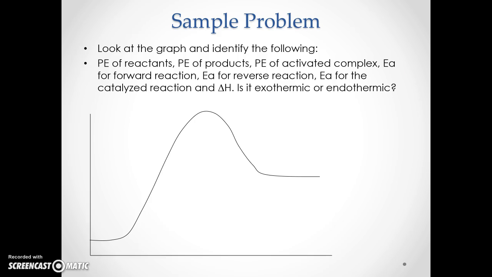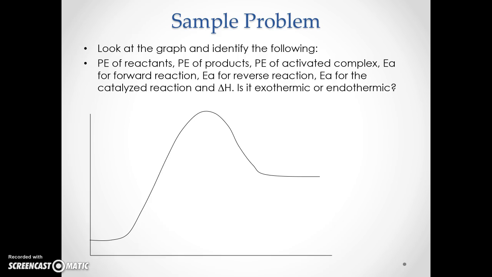So here's a sample problem. It says, look at the graph and identify the following. So why don't you sketch one of these on a piece of paper. You're going to have potential energy of the reactants, potential energy of the products, potential energy of the activated complex, the activation energy for the forward reaction, the activation energy for the reverse reaction, which is a new idea, the activation energy for the catalyzed reaction, so you'll just sketch in a new line, and the delta H. If you go from left to right, is it exothermic or endothermic? I'm going to give you a minute to work on that.